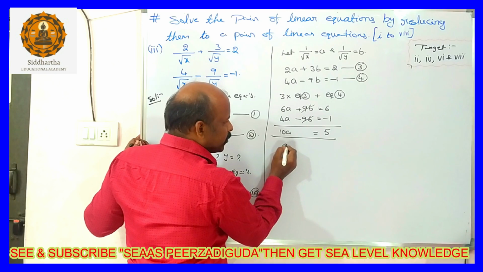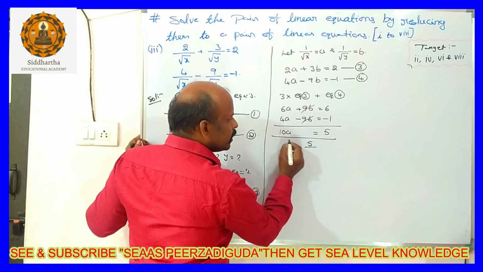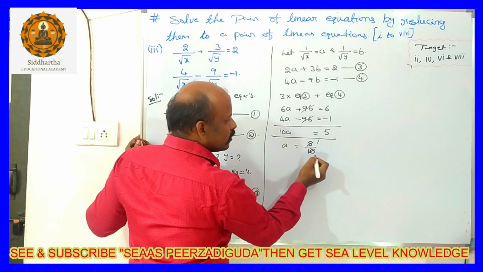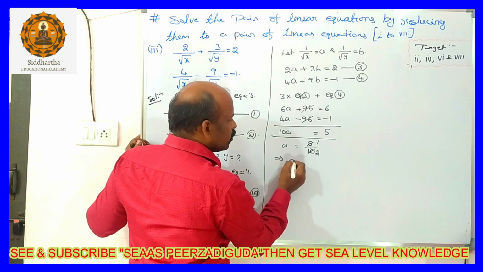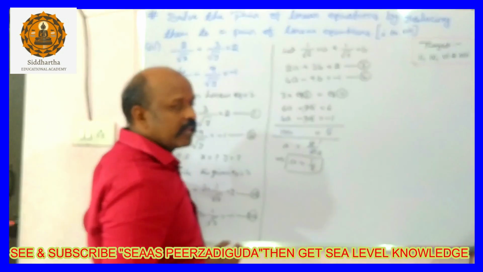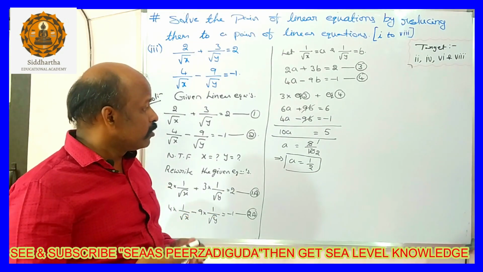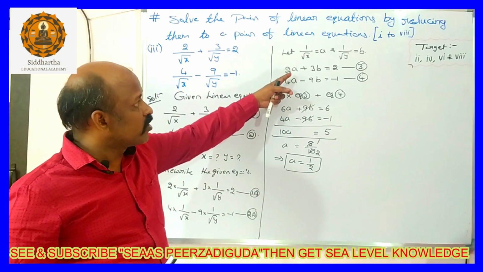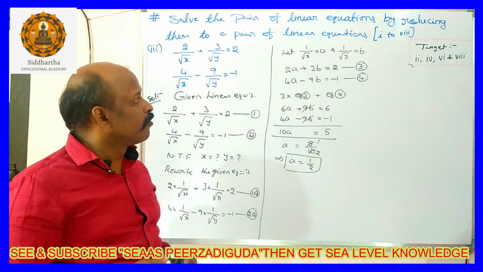This one I am going to turn into a is equal to 5 by 10. So 5 ones are 5, 5 twos are 10. So the value of a is what here? 1 by 2. After getting the value of a, substitute this a value in equation number 3 or equation number 4.